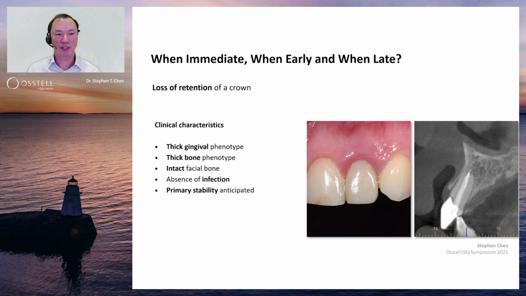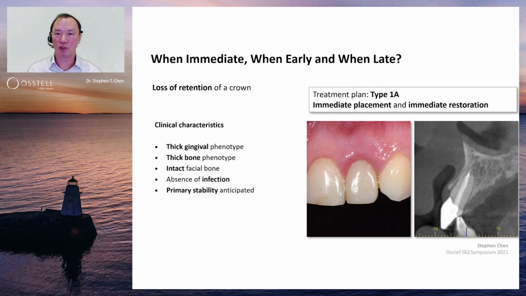So in this case, we have a thick gingival phenotype, clearly. From the CBCT, you see it's a thick bone phenotype, especially in that coronal region. The facial bone is intact. There is absence of any infection of any description. And there is good apical and palatal bone to allow an implant to be placed with stability. So here we can adopt or recommend to the patient a type 1A approach, immediate implant placement and immediate restoration.